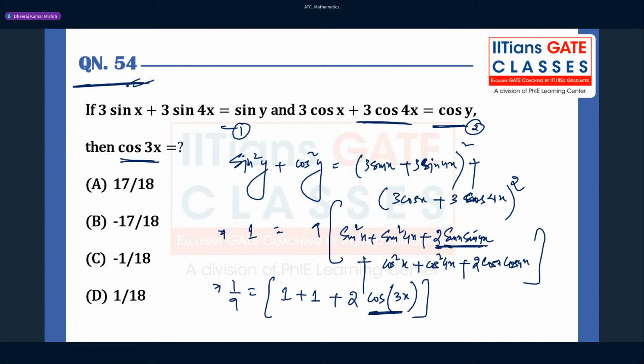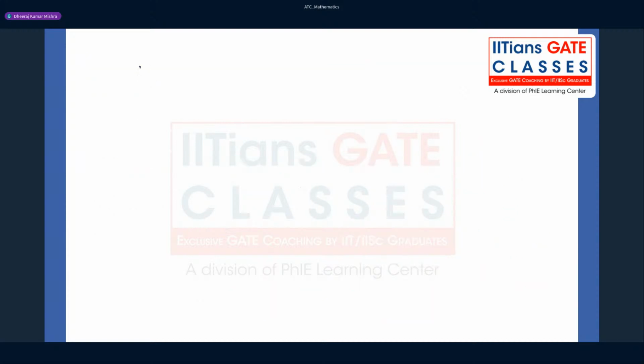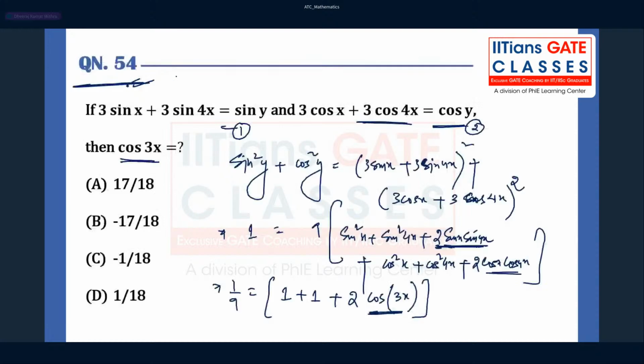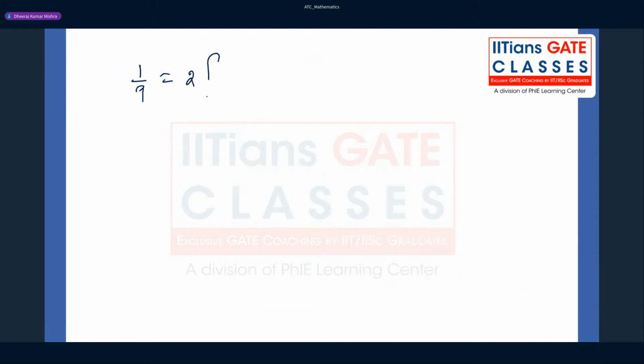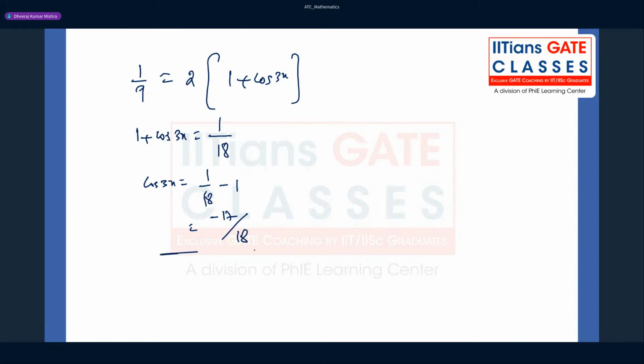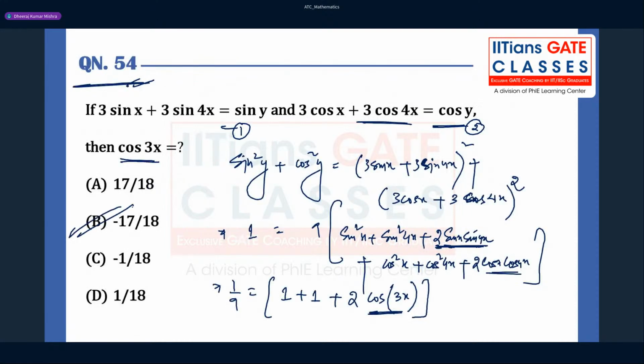So this is nothing but what? Sin A sin B plus cos A cos B, right? So you can say cos of A minus B. Okay, so I think people can try. So 1 by 9 equal to, you can take 2 common also. Okay, so 1 plus cos 3x. So it becomes 1 plus cos 3x equal to 1 by 18. So cos 3x equal to 1 by 18 minus 1, which is minus 17 by 18, right? So the answer for this question is B. I think everybody got the answer, yeah?